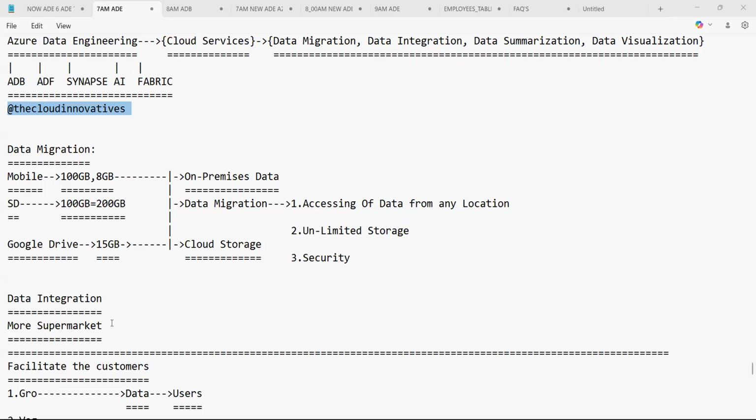Whether it's a data analyst or data engineer, it is only one part. If you are a data analyst, then you will work on this part only. If you are an ETL developer, you can work only on this part. But Azure data engineering means the whole part, the complete data flow, starting to end point.